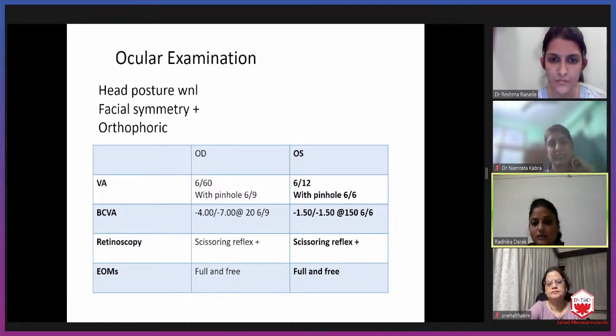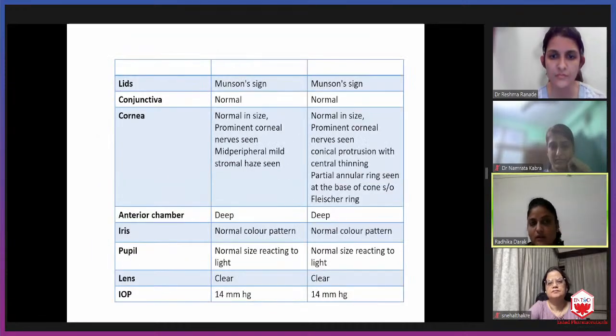Extraocular movements full and free in all directions. Lids: Munson sign present. Conjunctiva normal. Cornea normal in size. Prominent corneal nerve seen. There is conical protrusion with central thinning. Partial annular ring seen at the base of the cone, which is suggestive of the Fleischer ring. Anterior chamber is deep. Iris normal color pattern. Pupil normal size reacting to light. Lens is clear and IOP is 14 mm of Hg.